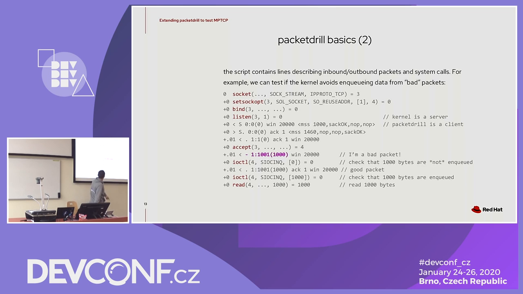It's a bad packet because it does not ACK anything. So it has no flags. It does not ACK. And the standard says that this is a bad packet and we should discard the data from this packet. How do I test this?